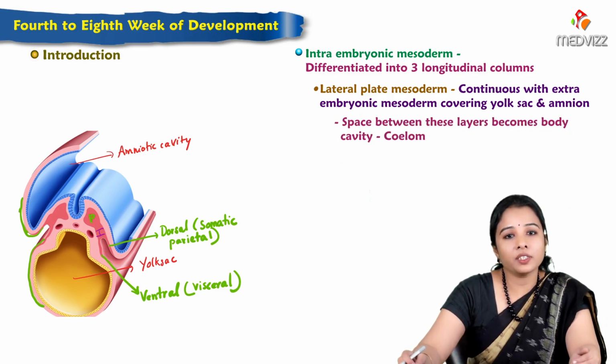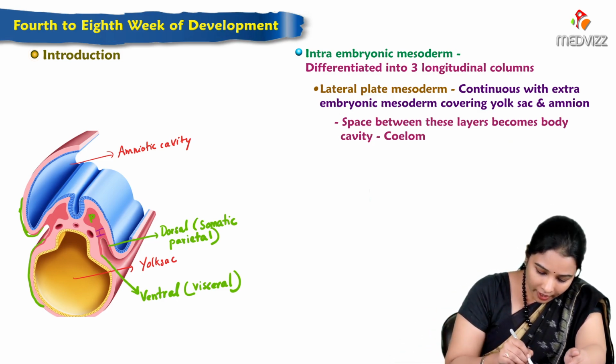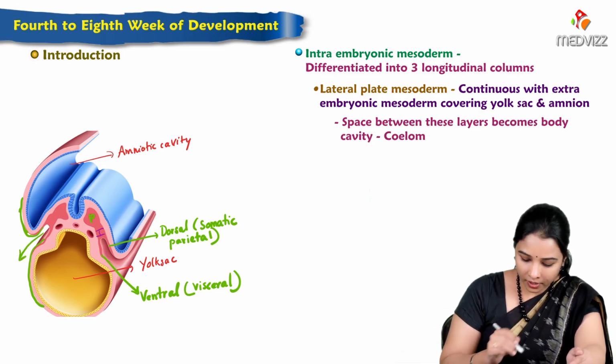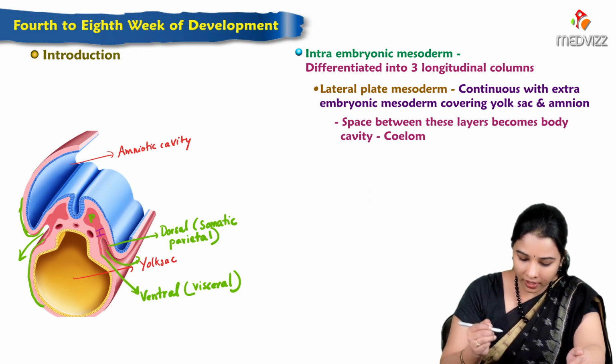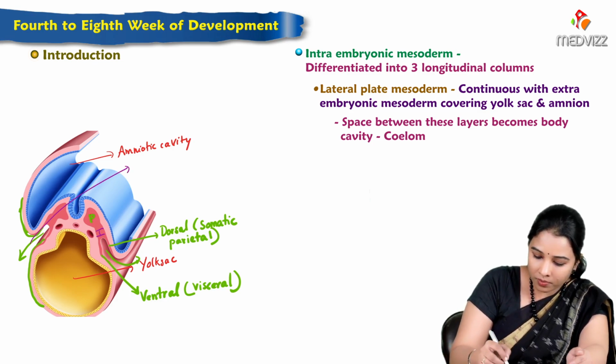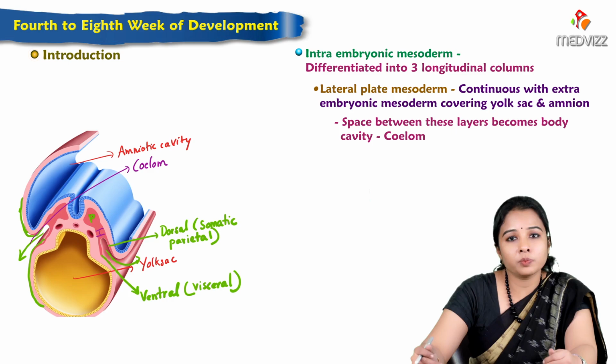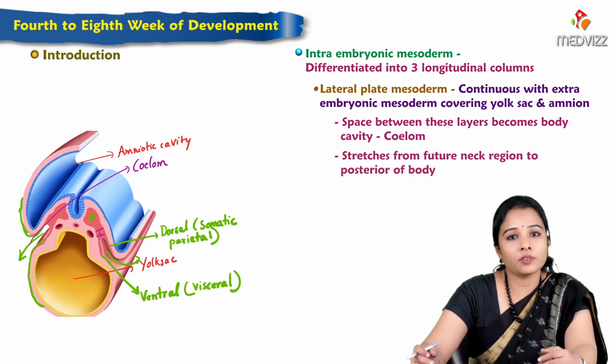And the space between these layers, that is the body cavity, forms the intraembryonic coelom. So you are seeing the gap here. I have put an arrow on the other side also, we can see this gap. So this gap forms the intraembryonic coelom. The space between these layers becomes the body cavity, which stretches from the future neck region to the posterior part of the body.